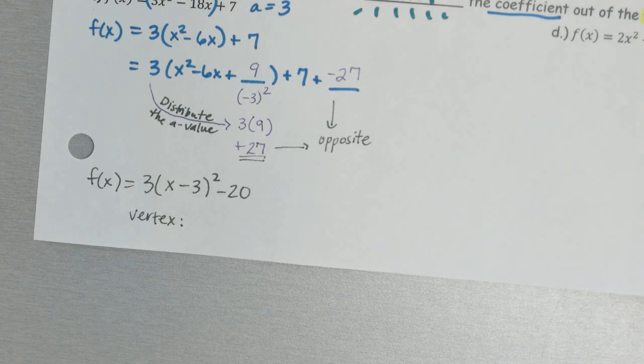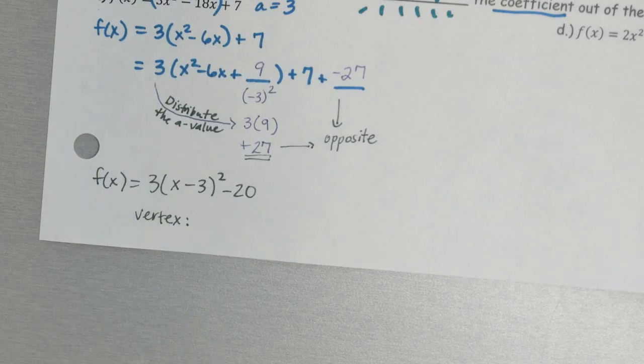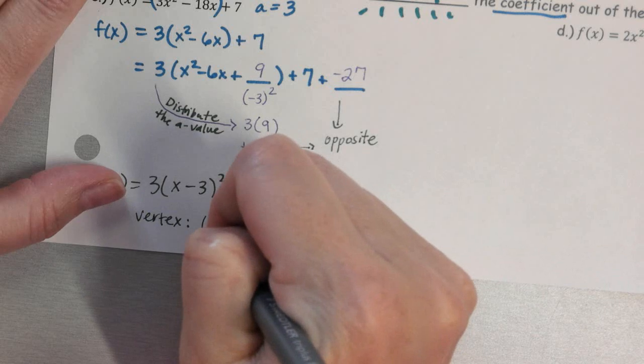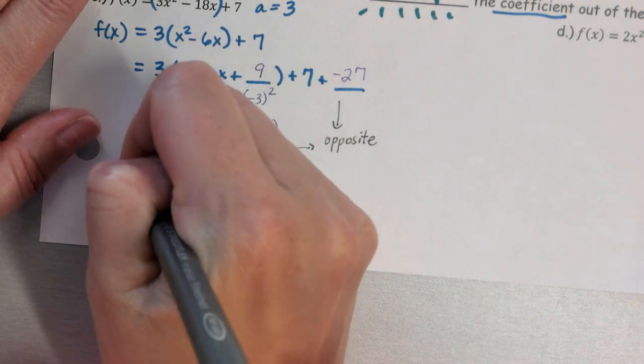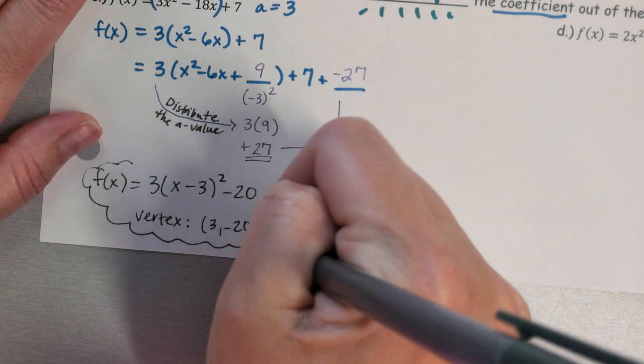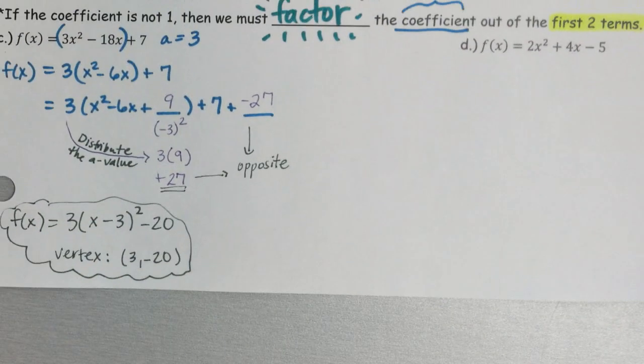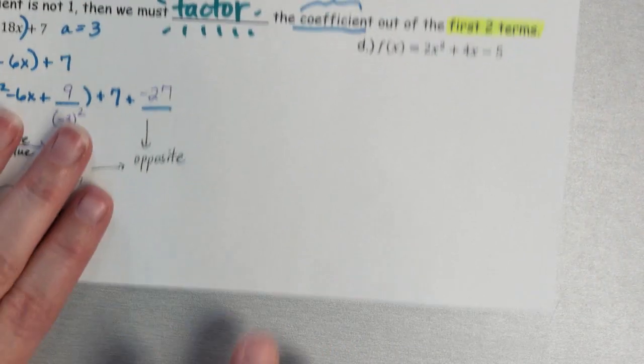All right, so let's make sure we picked out our vertex correctly. Danny, what did you get for your vertex? Negative 1, negative 3. Oh, sorry, for this one. Oh, for the other one? Yes. 3, negative 20. Good. So we got the opposite and then as it is. All right, now we are going to go to part D.